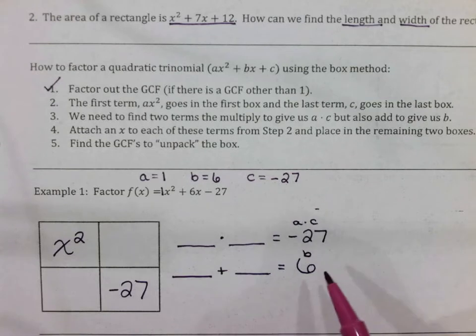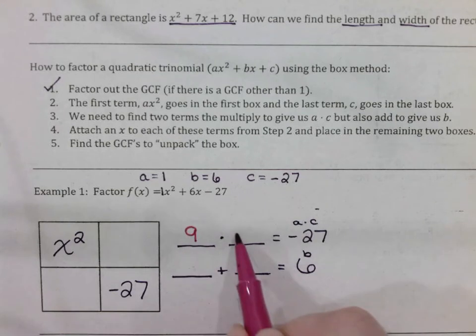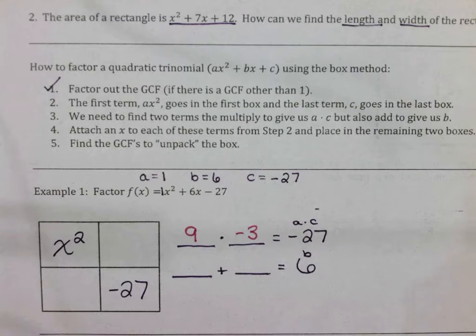And if you're struggling to think of it, you may want to start listing out some factors for 27. And there aren't that many. 9 times 3 should come to mind. But this is negative. So we could do something like 9 times negative 3. And I picked that because if I do 9 plus negative 3, it gives me a positive 6. It's the only set that works. This is the hardest part about factoring, is figuring out these magic numbers. But once you get them, the rest is just we follow the steps.